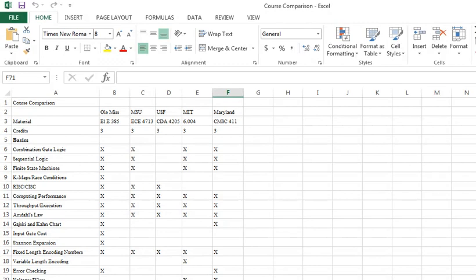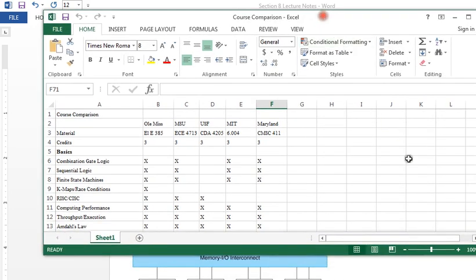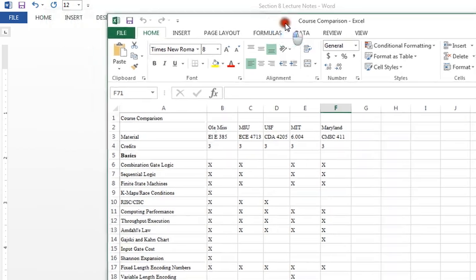Since this is the last section, I want to take this opportunity to discuss what you guys have accomplished in this course compared to your contemporaries in other classes across the country. This is important because now we're in I/O. Okay, so let's bring it over here.